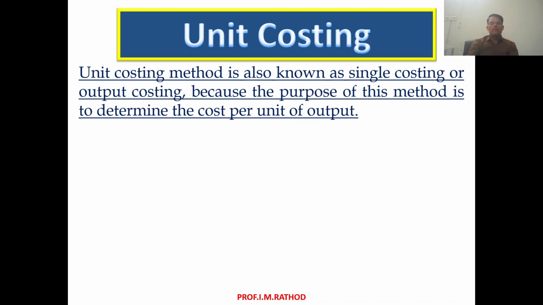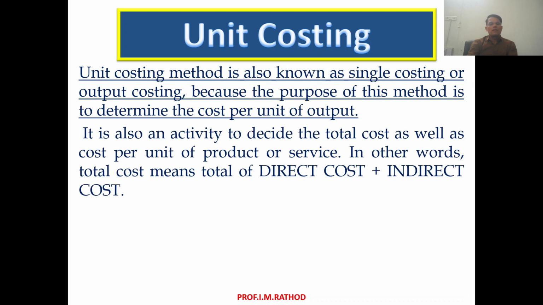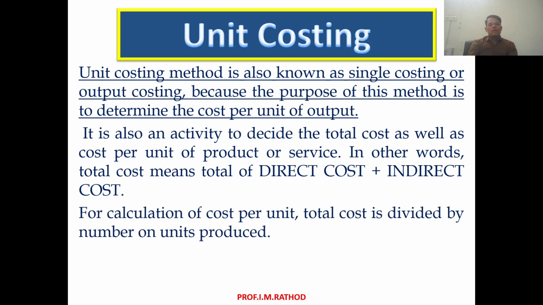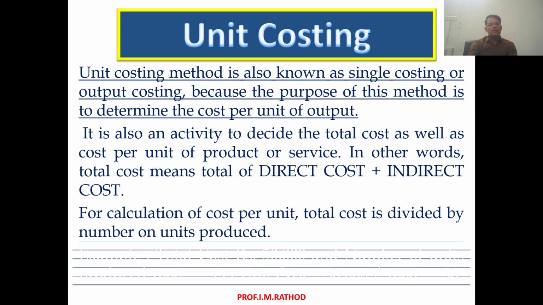Unit costing method is also known as single costing or output costing, because the purpose of this method is to determine the cost per unit of output. It is also an activity to decide the total cost as well as cost per unit to produce a good or service. Total cost means direct cost plus indirect cost. In conclusion, cost per unit is the total cost divided by the number of units produced.